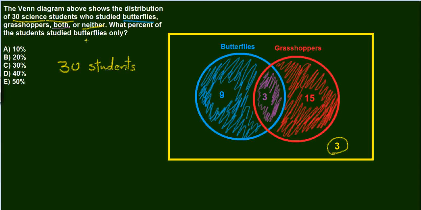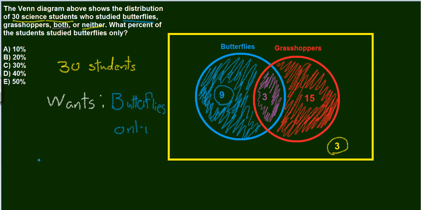What percent of students studied butterflies only? Alright, so now that's important. That's the question, and I'm going to write down that it wants to know only butterflies. And what color are we using? Blue for butterflies. Gotta scrunch that in. Butterflies only. Alright, so let's look at how many students study butterflies only. I think we already established over here that 9 was our number of butterflies only.